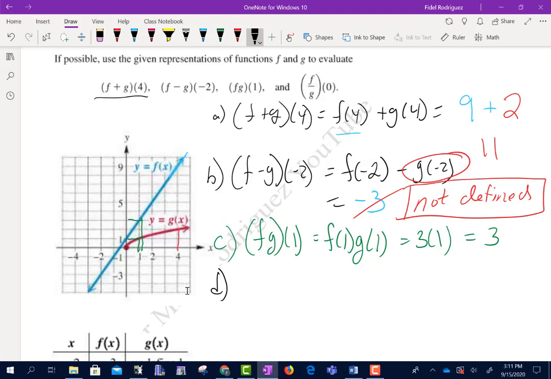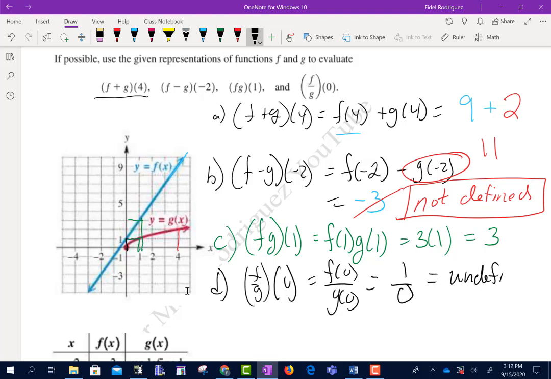So when x is 0, the f value appears to be, let's do it like this. F divided by g of 0, first off, sorry. F of 0 divided by g of 0. Okay, so f of 0 appears to be 1. G of 0 appears to be 0. And this here is undefined, right? It's undefined because I can't divide by 0. Alrighty.